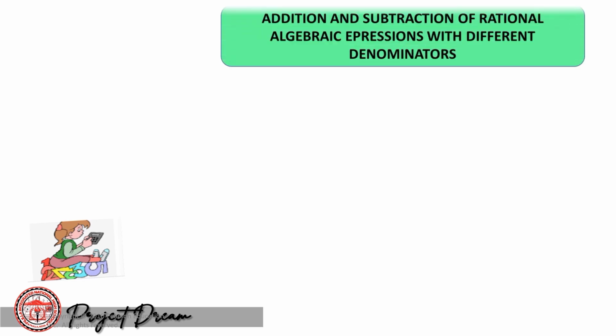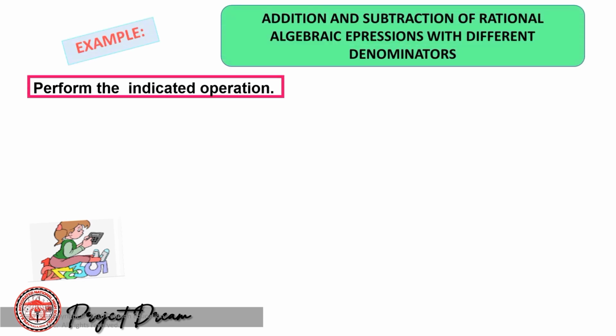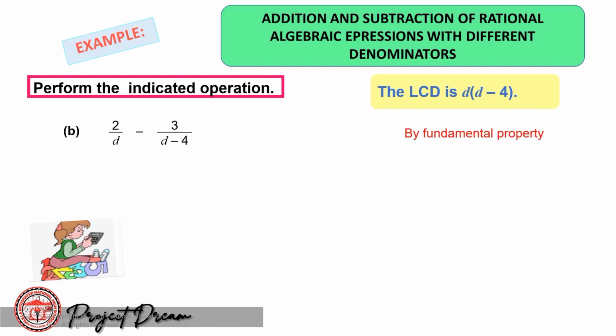Moving on to our second example, we have 2 over d minus 3 over d minus 4. The LCD is d times the quantity of d minus 4. By the fundamental property, we have 2 times d minus 4 over d times d minus 4, minus d minus 3 over d times the quantity of d minus 4.